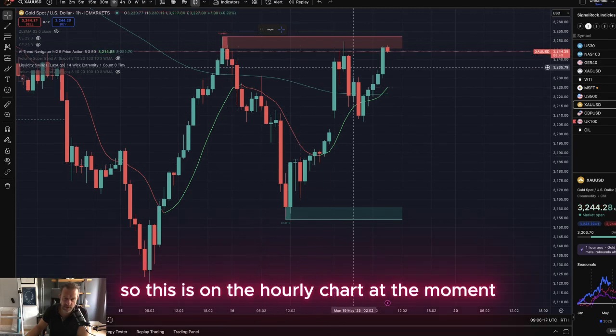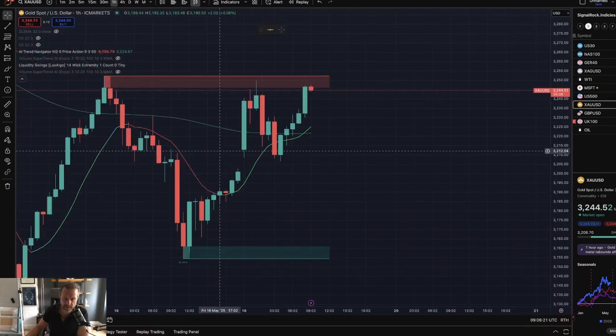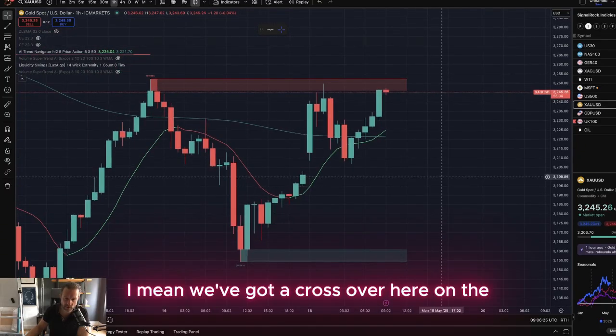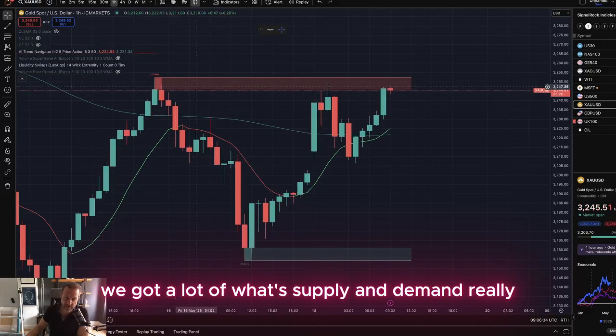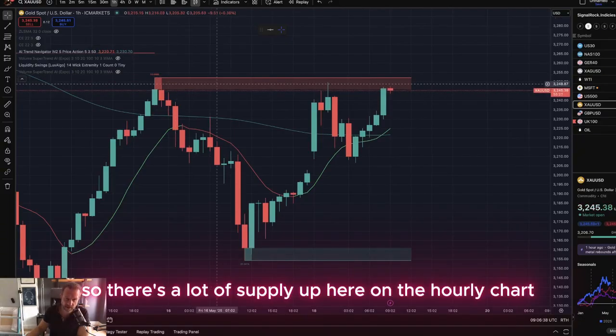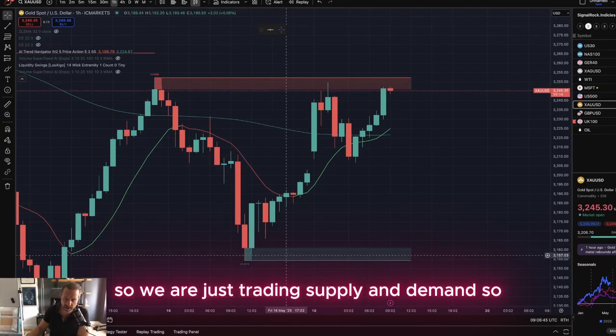So this is on the hourly chart at the moment. If we're looking at the live charts, I wouldn't take a long trade now. I mean, we've got a crossover here on these two lines, but it's supply and demand really. There's a lot of supply up here on the hourly chart, and there's a lot of demand down here. So we are just trading supply and demand.